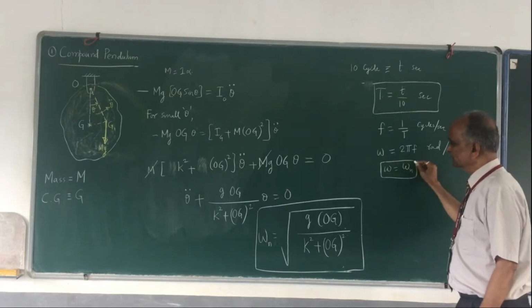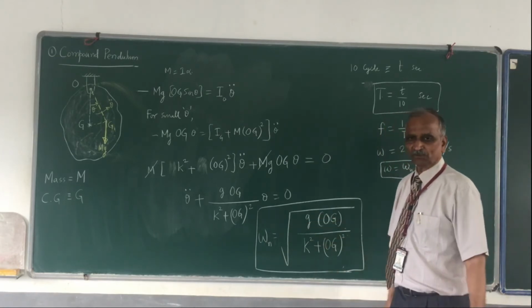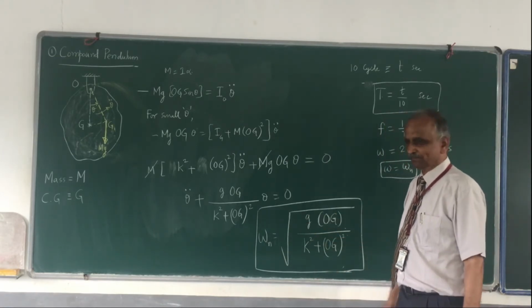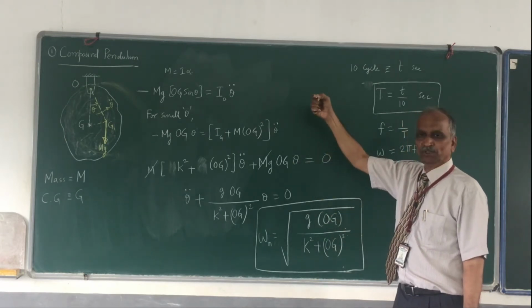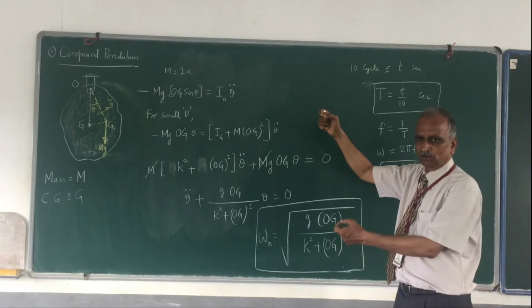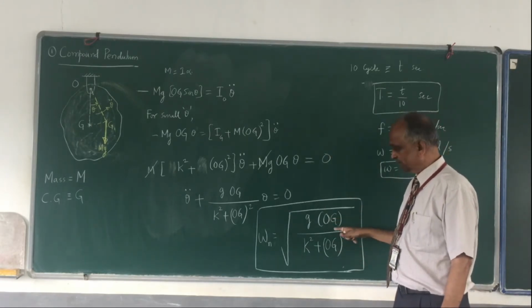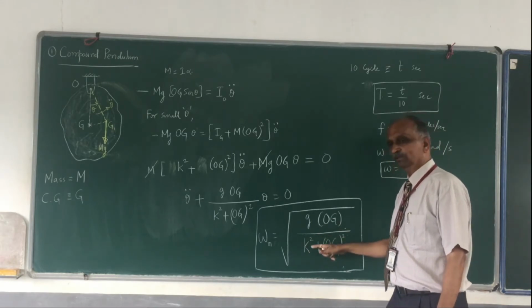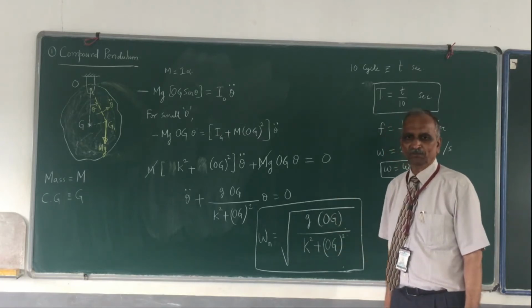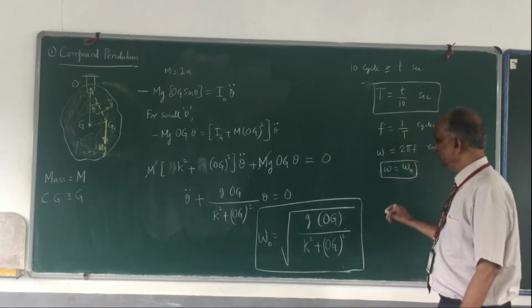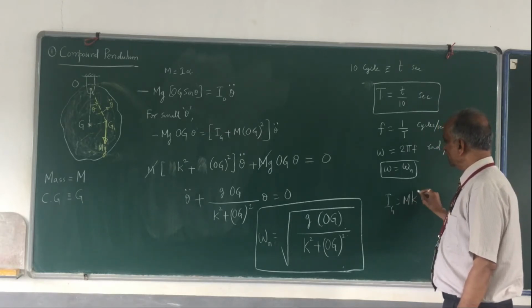Okay, now what are the unknowns? I know this left hand side is known. Then g, the acceleration due to gravity, which you can easily assume. Then OG, I can easily measure. I know the point of suspension O, and I also know the location of the center of gravity, so I know this OG. So what is unknown? Only unknown is k square. So you can simplify this and find out the value of k. Once you know k, then you can easily find out Ig. Ig is equal to m into k square.